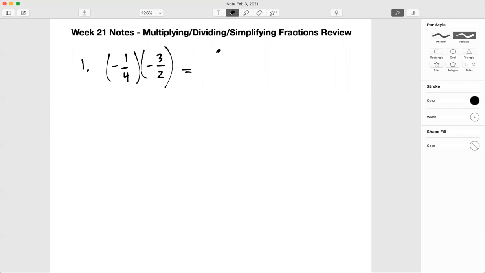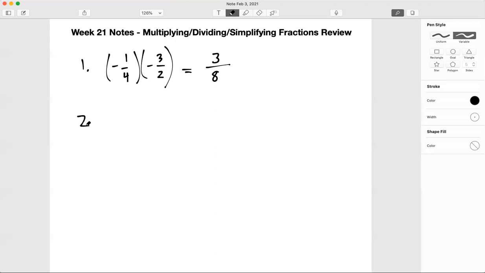1 times 3 is 3. 4 times 2 is 8. Then we ask the question, can this thing be reduced? If it can, that means the top and bottom both have a common factor, meaning there's a number that divides into both of them. But since there is not, then 3/8 is the answer.